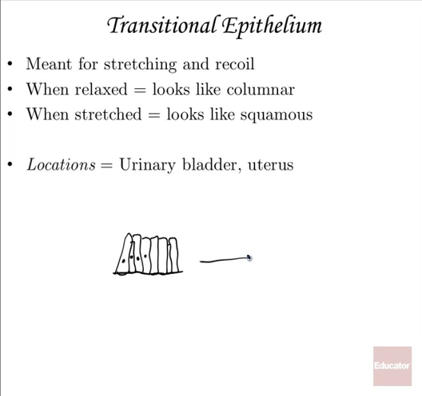But then when it is stretched, let's say your urinary bladder has close to a liter of urine in it. That liter is the max. That means that person's going to really have to urinate. It's stretched quite significantly. So when you stretch out those column-shaped cells, they don't look columnar anymore because they are stretched. Yeah, so definitely a big difference between this and this.